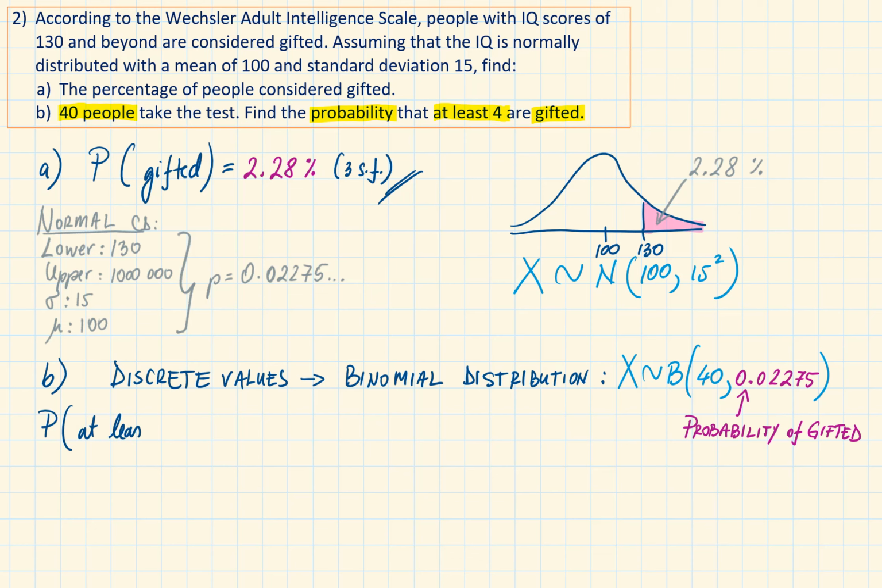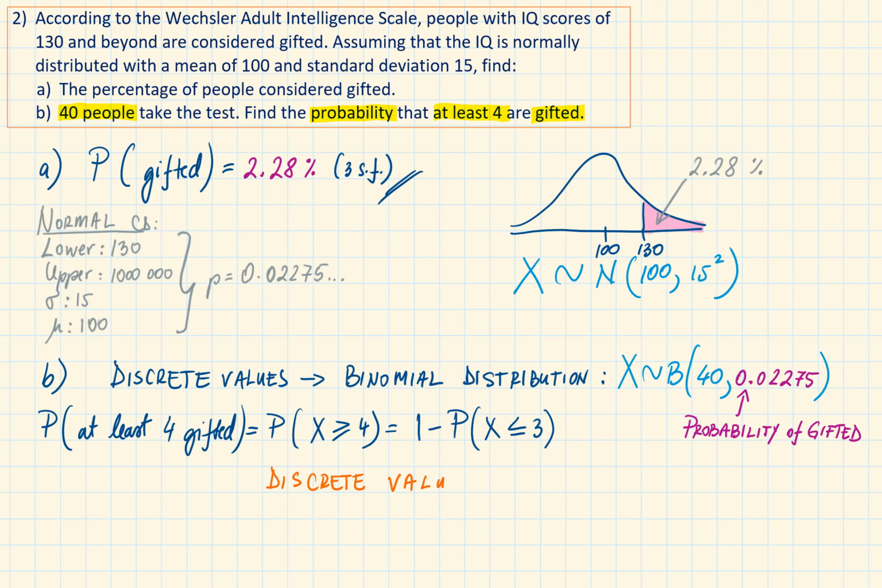The probability of at least 4 gifted can be written as x larger or equal to 4. The binomial distribution function on our calculator gives us the left tail, so we have to rewrite this as 1 minus the probability of x being less than or equal to 3. Notice this is different from the continuous probability, so we have to make sure that we change that number to a 3.